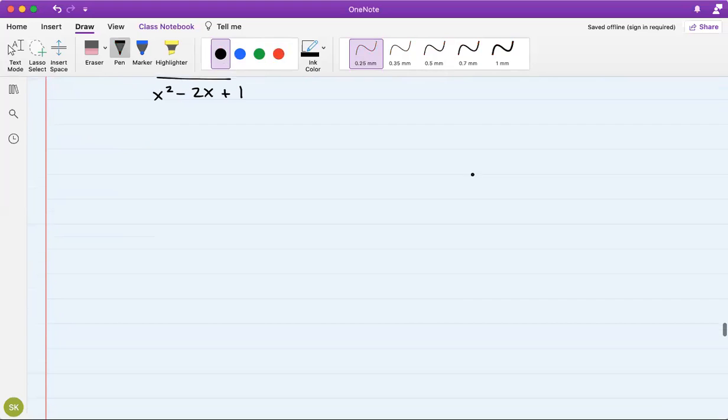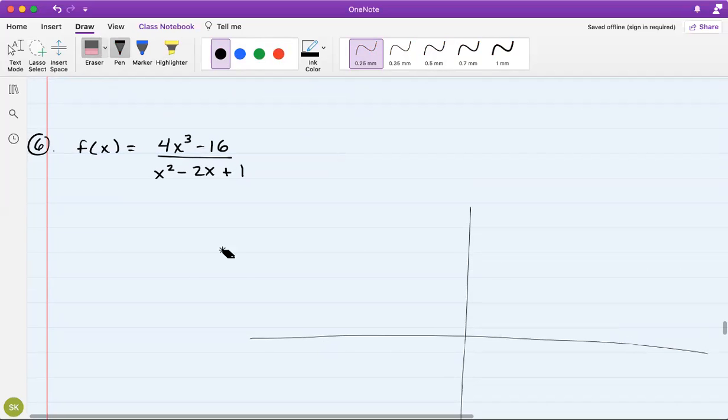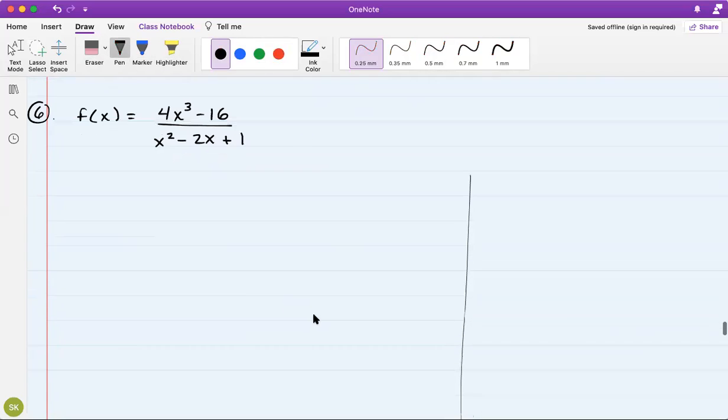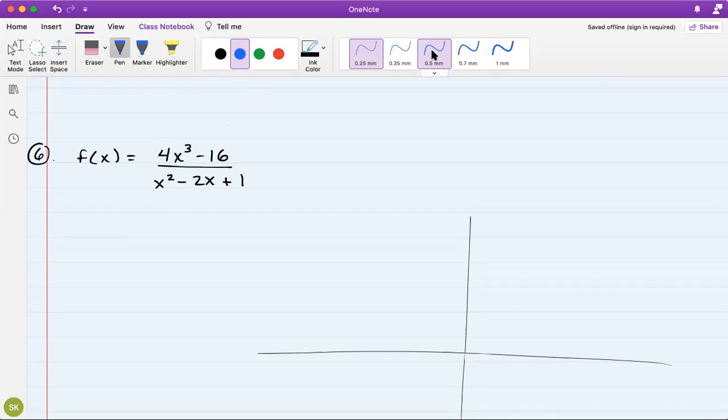I'm going to make a plane right here, and we're going to try to make this a straighter line. We're going to factor the numerator and the denominator. For the numerator, we can factor out a 4, so we get 4 times (x cubed minus 4). And the denominator actually factors into (x minus 1) times (x minus 1).